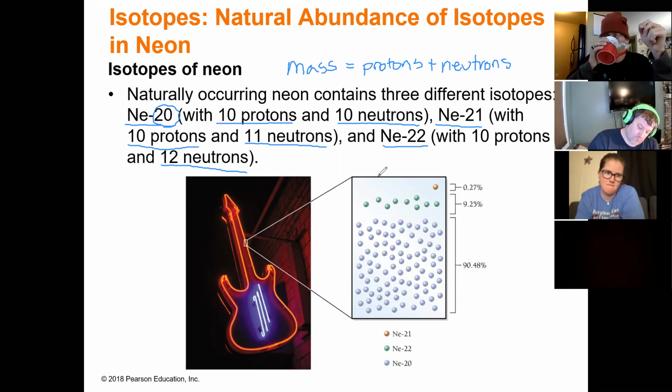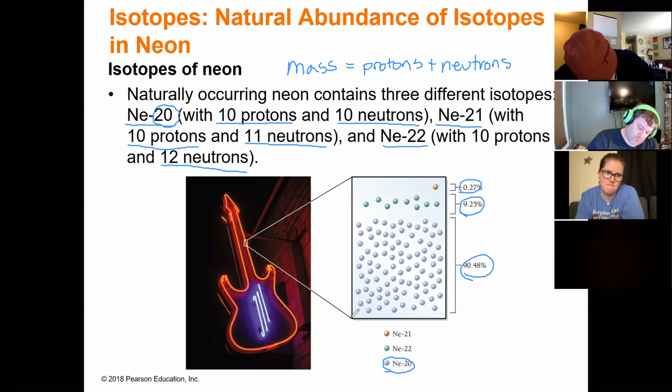And in nature, there is a certain abundance of these isotopes. Some of the isotopes are more prevalent than other ones. Neon 20 is the most prevalent of the isotopes. It's at about 90.48%. Now, don't get freaked out. I don't expect you to have all the isotopic percentages in nature memorized or anything like that. But it is important to understand this concept that there are different types of isotopes, and they're in different percentages. Neon 22, which is the heaviest, is the second most prominent. That's at 9.25%. And then neon 21 is the least likely to exist. That's at 0.27%.